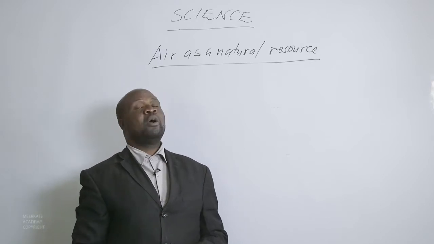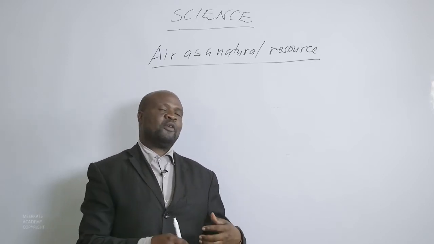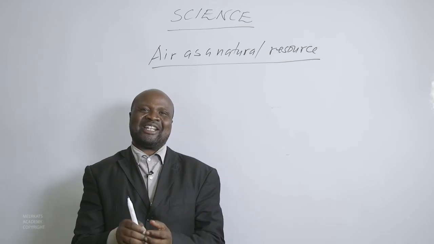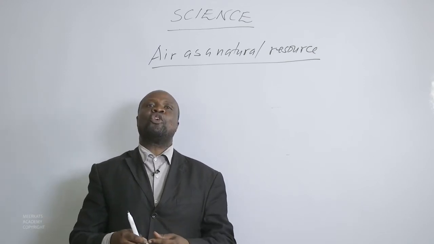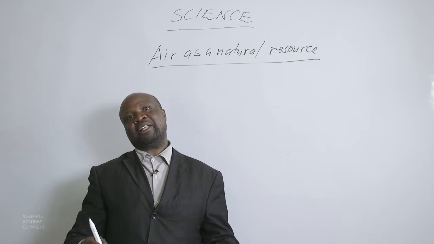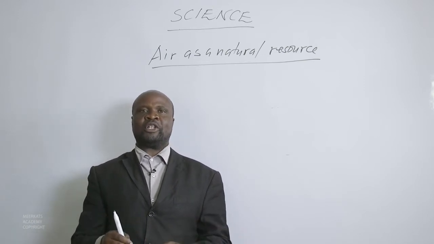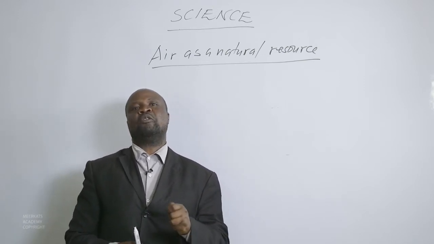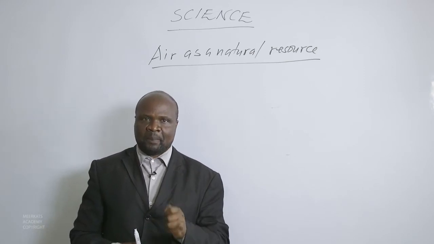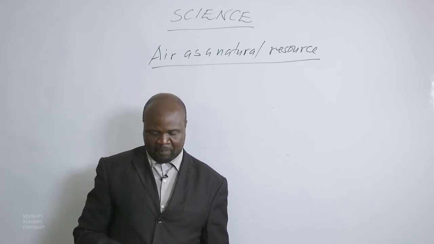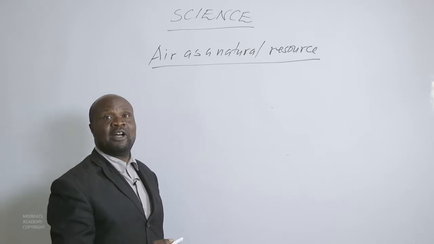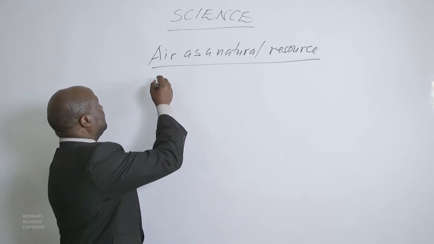Now we are saying the main gases in air and their importance to life on Earth can be seen in the following table. Therefore, we are going to construct a table that is going to show the main gases that form air, and we shall see the importance of these gases in supporting human life.